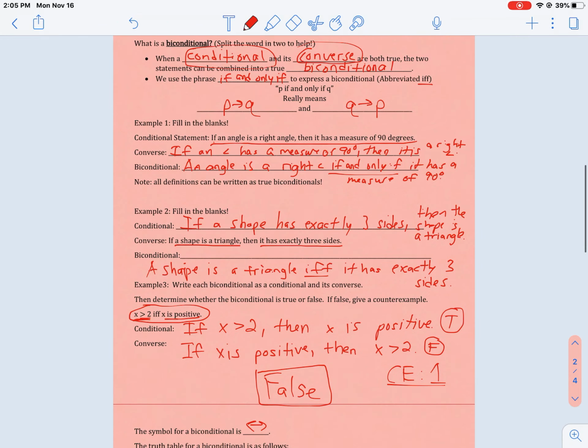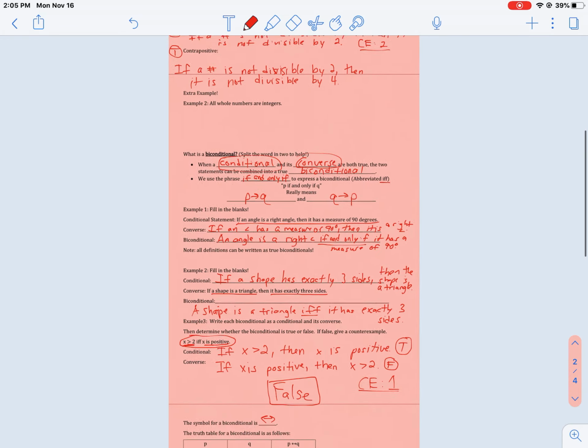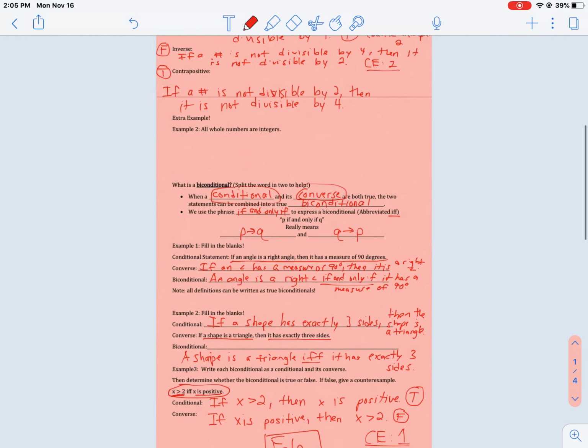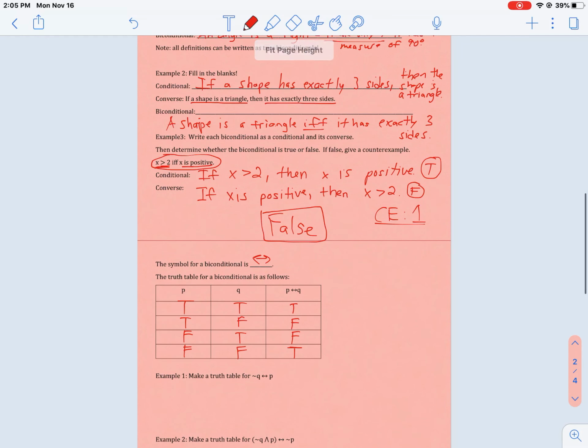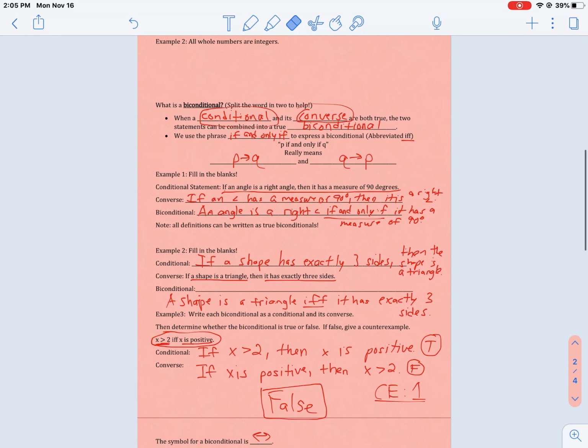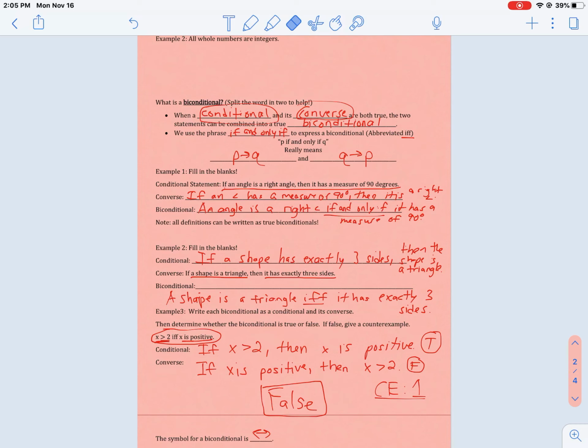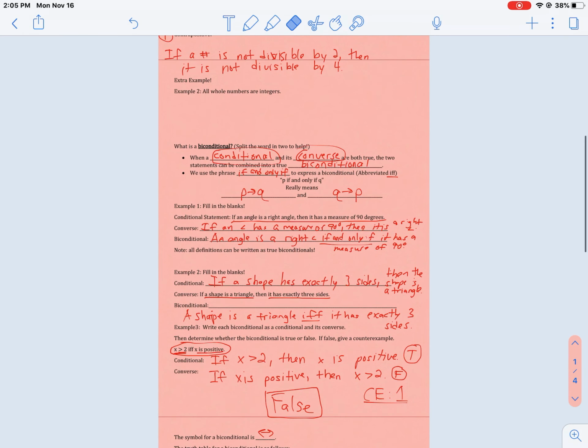Okay, so anyways, that's all I got for you today. Make sure to take down these notes. You can omit the truth table part. You don't have to do that. I don't.